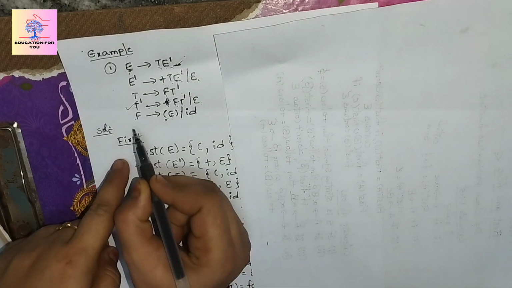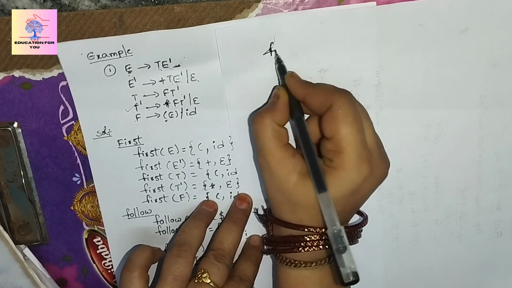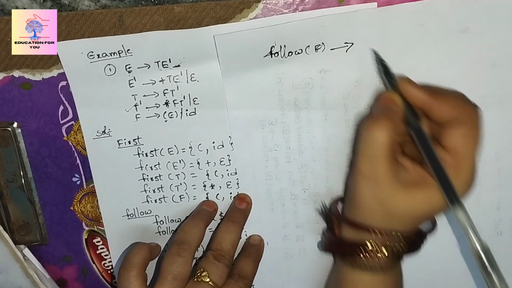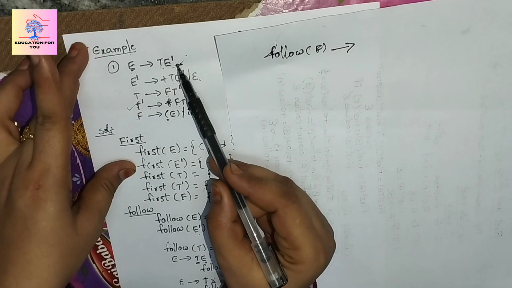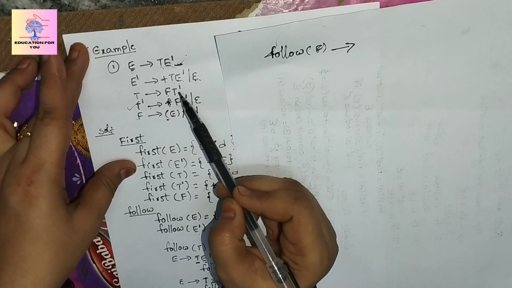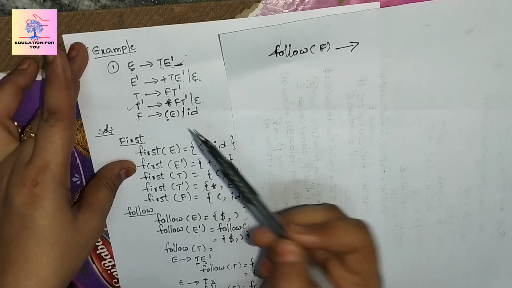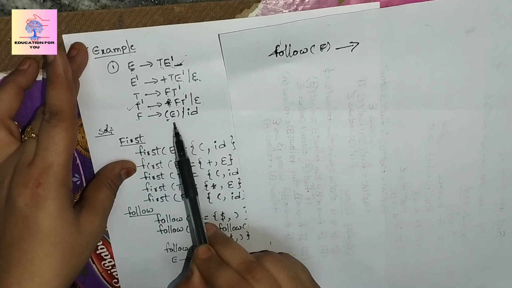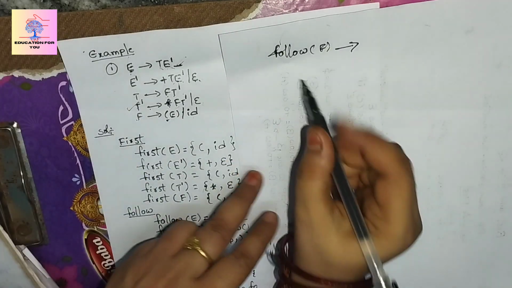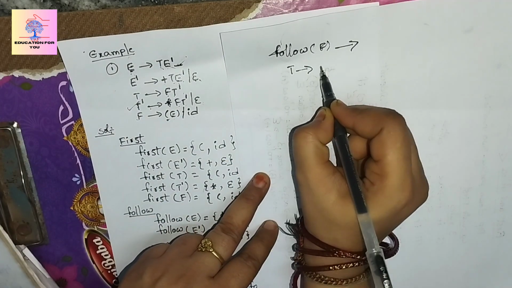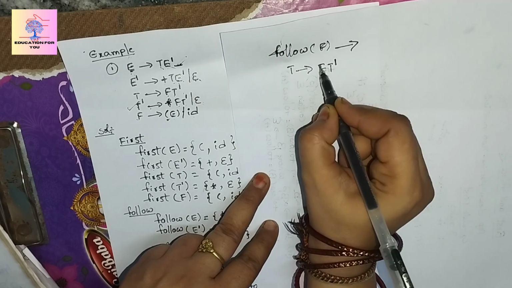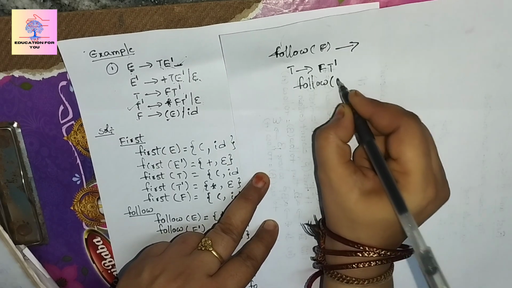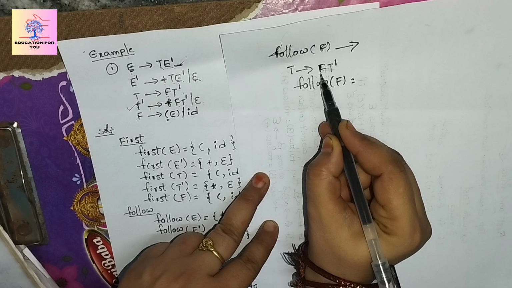The next one is follow of F. So follow of F. Where do you observe the F? Here F is there? No. Here also F is not there. Here it is there. Here also F is there. So now we have to calculate the follow for these two productions. In the last production there is no F on the right hand side. So take the first production, that is T going to F T dash. So you have to calculate the follow of F. So who is following F here?